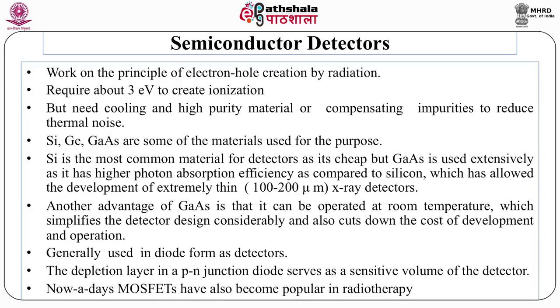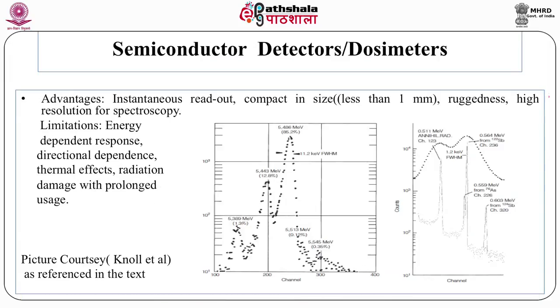Another advantage of gallium arsenide is that it can be operated at room temperature, which simplifies the detector design considerably and also cuts down the cost of development and operation. Generally used in diode form as detectors, the depletion layer in the p-n junction diode serves as a sensitive volume for detection. What are the advantages of semiconductor diodes for dosimetry?